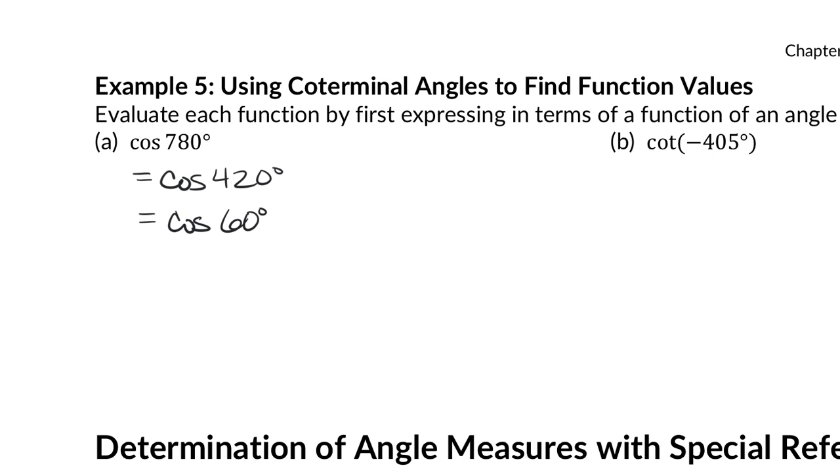This is exactly what we would get as our reference angle if we drew 780 and looped it around a few times. We'd have a reference angle of 60. This is the same concept. This is why reference angles work. So cosine of 60, that's something from my table. That's 1/2. The end, I'm done.